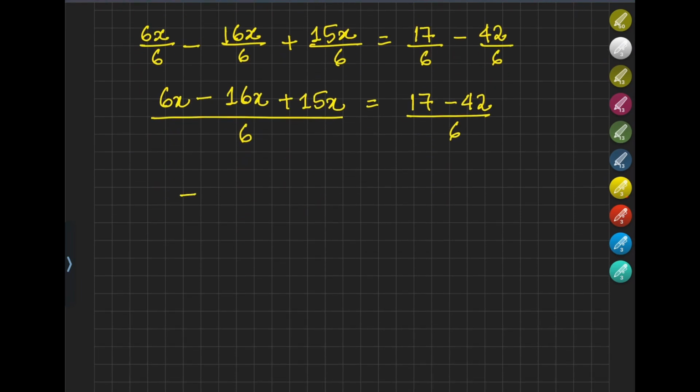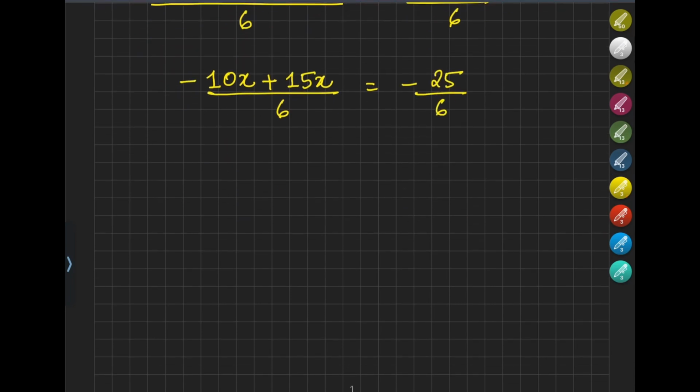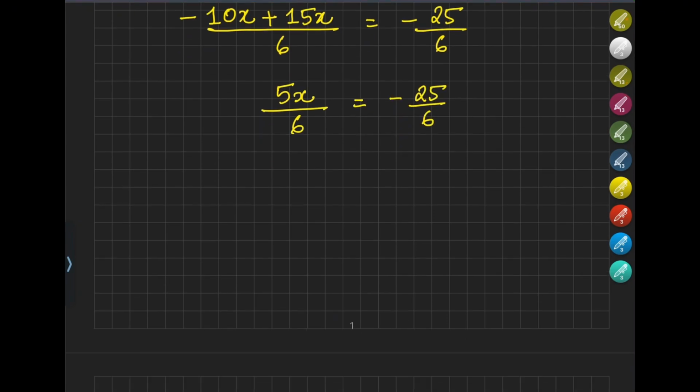6 minus 16 is minus 10x plus 15x by 6 is equal to, now 17 minus 42 is equal to minus 25 by 6. This is equal to 5x by 6 is equal to minus 25 by 6. Transpose 6 on the right hand side, divided by 6.